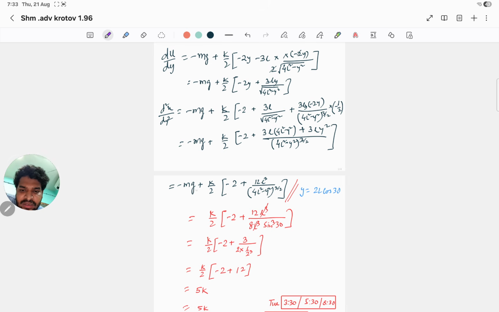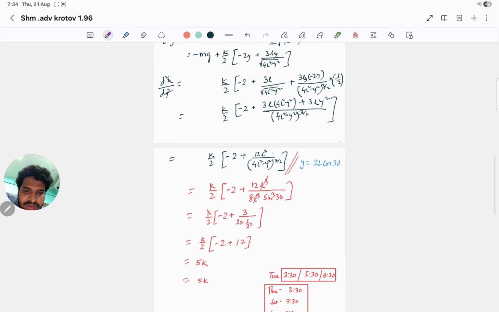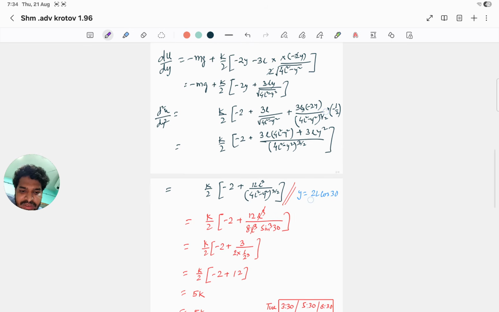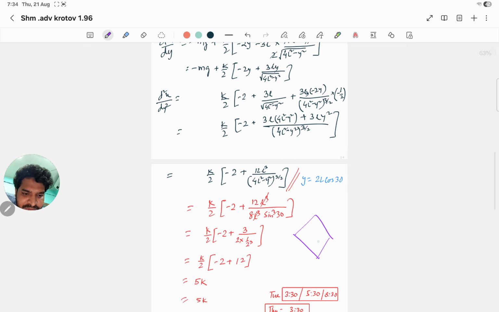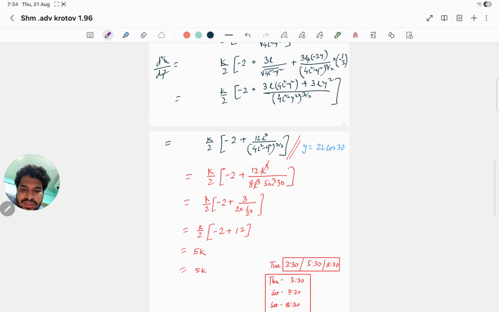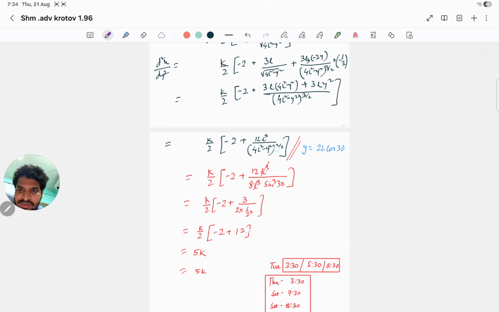So what I got: minus mg, sorry, there will not be minus mg because I am differentiating a constant term. So I am getting k by 2 minus 2, 12 L cube over 4L square minus y square to the power 3 by 2. And as you know, the equilibrium condition, the angle is 30 degree. So if this is L, this is 30, so this one is L cos 30 and this one is also L cos 30, so the total value is 2L cos 30 at equilibrium. So y is equal to 2L cos 30, so in place of y just put 2L cos 30, and you are getting 5k, this one ∂²u/∂y².